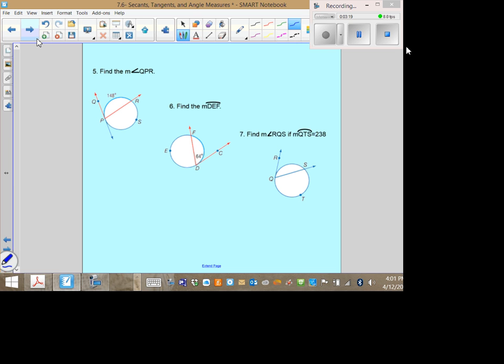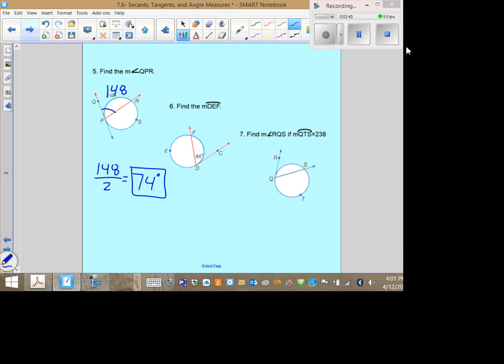So let's find some examples of these. The measure of QPR, that's this angle right here. We have our secant and our tangent. This is 148. So we take 148 divided by 2. So we get 74 degrees.